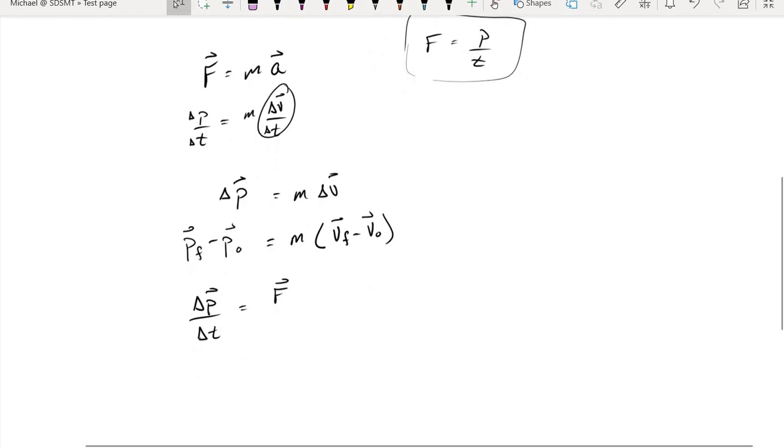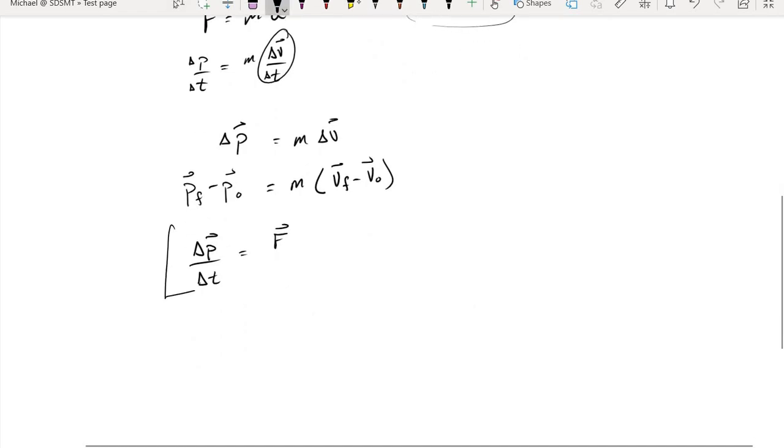The one thing that we do need to be careful of, however, is that delta t value. Is delta t large? Is it small? At this point, we really don't know. To make things easier on us, I just say that delta t is too big, and so that means the best that we can hope for out of this statement is an average force.